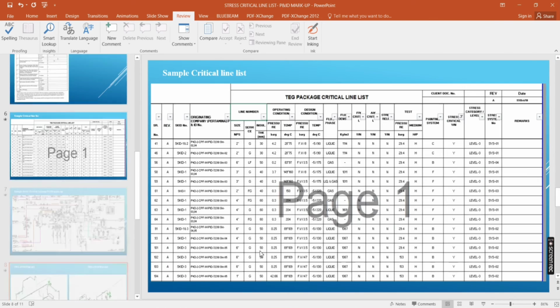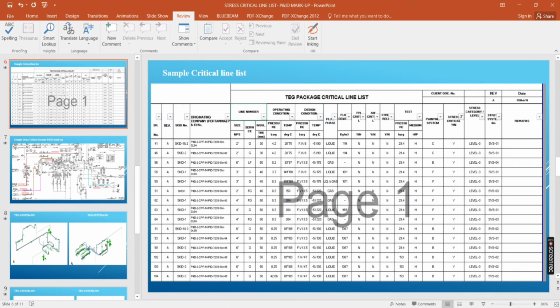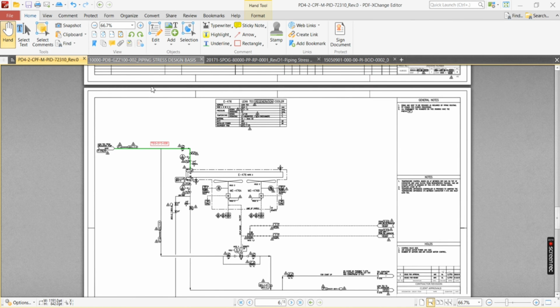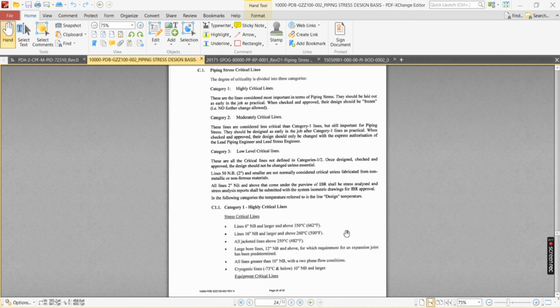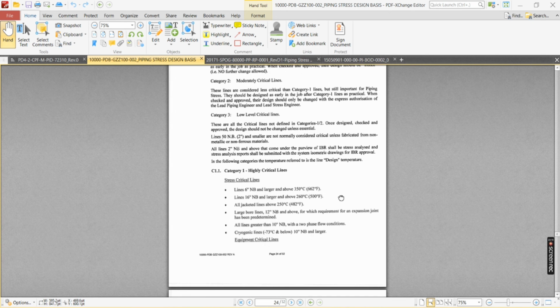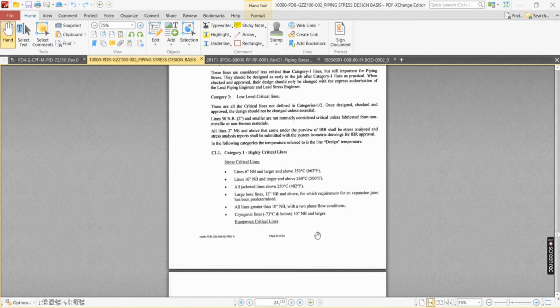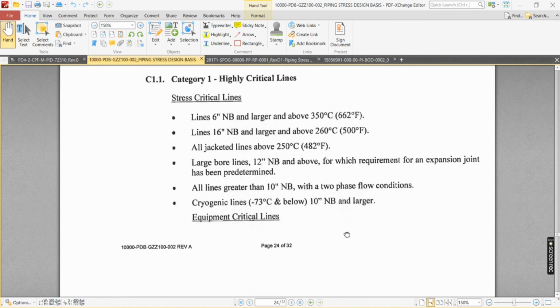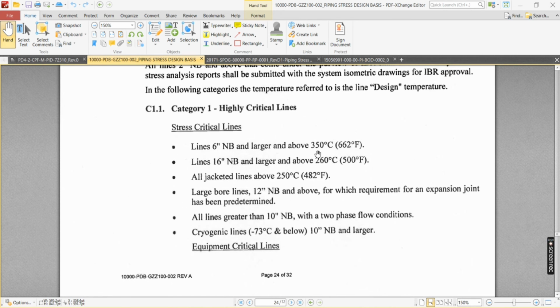And each project will have different criteria, so you have to follow your pipe stress design basis. That is very important. Some projects are based on temperature: highly critical lines, 6-inch and above, 350 degrees C; 16-inch and larger, above 260. So if your line size is 14-inch and your temperature is 250, then it will not come under category 1.